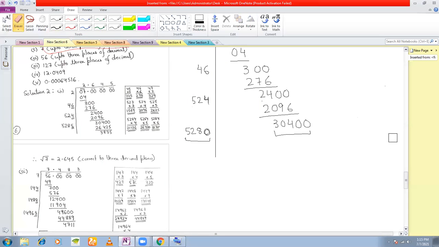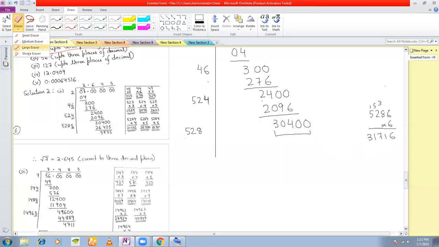So we'll try with the digit 6 first here. 5286 into 6 is 31,716, which is greater than 30,400. That means we cannot have 6 here.